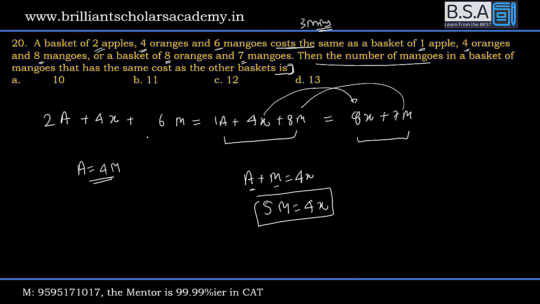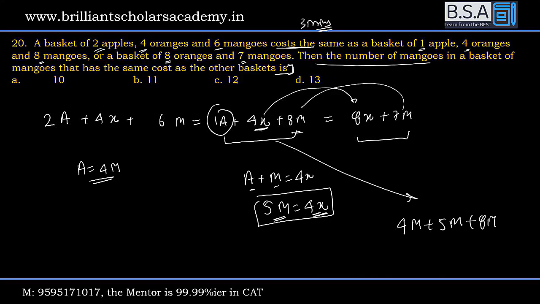तो मैं यहाँ पे देखता हूँ, see 4 oranges मुझे चाहिए, तो I am using this one here. What is price of 1 apple? 1 apple is worth 4 mangoes. 4 oranges. 4 oranges are worth what? 5 mangoes. And I want 8 mangoes as it is. So 4 plus 5, 9 plus 8, 17.